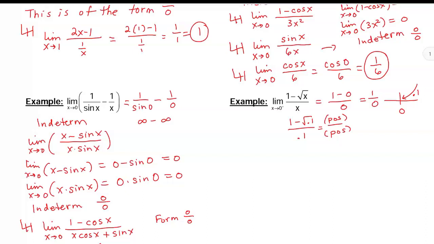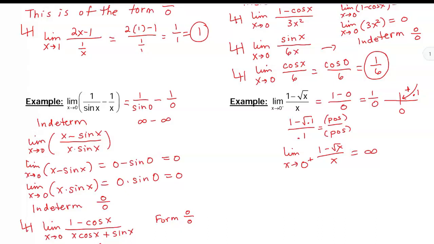That means as we approach from the right side to 0, the graph is actually headed to positive infinity. Because there's a vertical asymptote there, it's headed to positive infinity. So the solution for this limit, the limit as x approaches 0 from the right of 1 minus root x over x, is actually equal to positive infinity. So here's an example where you do not use L'Hopital's rule.